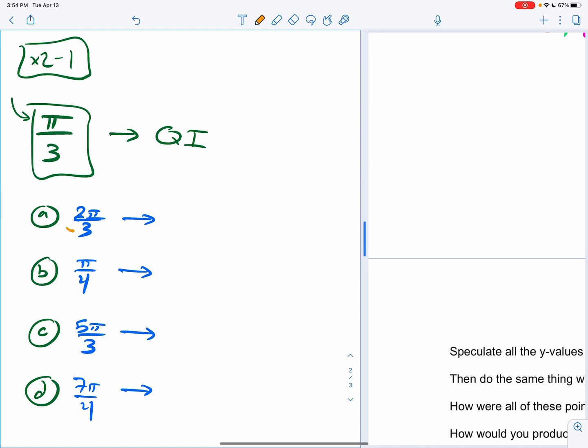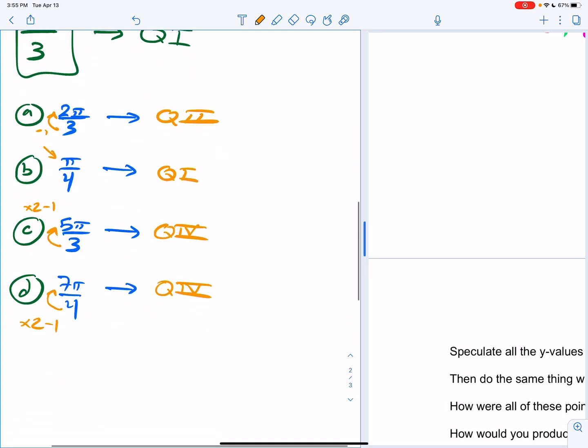Okay, 2 pi over 3 is definitely 1 less, so you know you're in quadrant 2. Pi over 4 has no number in the front, so you know you're in quadrant 1. 5 pi over 3, that definitely looks like double -1, so you know you're in quadrant 4 there. And 7 is definitely double -1 as well, so you know you're in quadrant 4. Okay? If you didn't get that, keep practicing, okay?